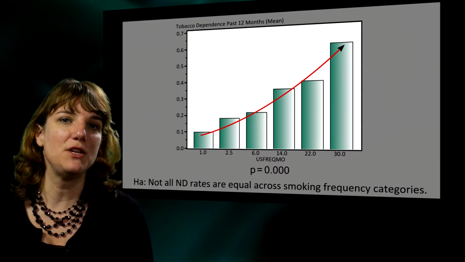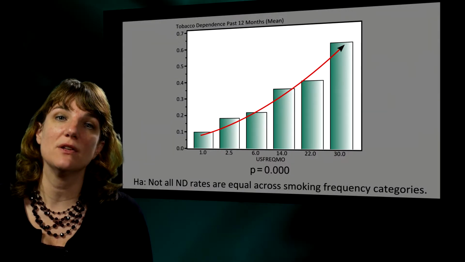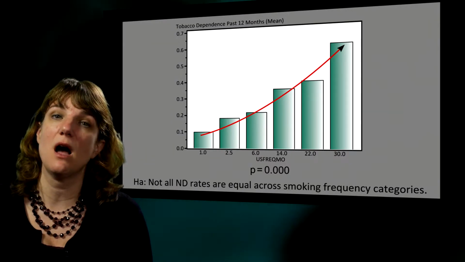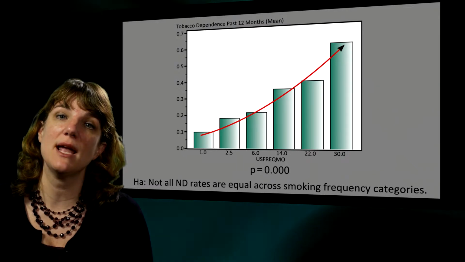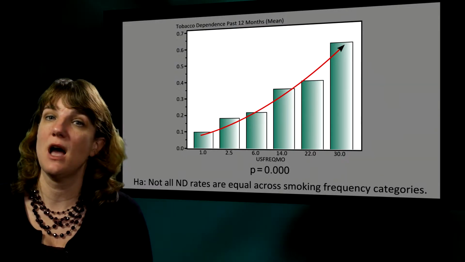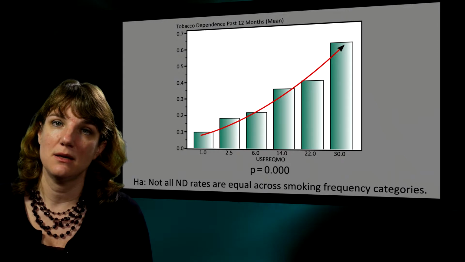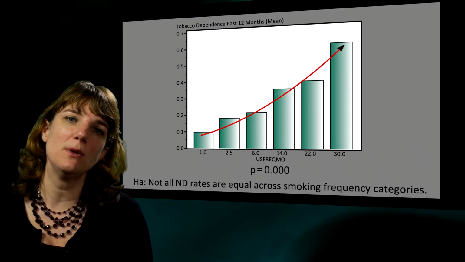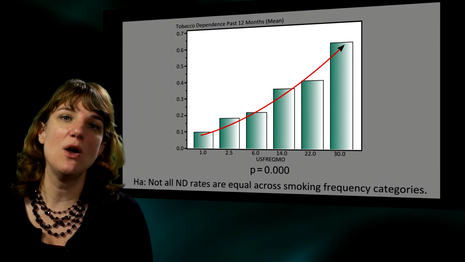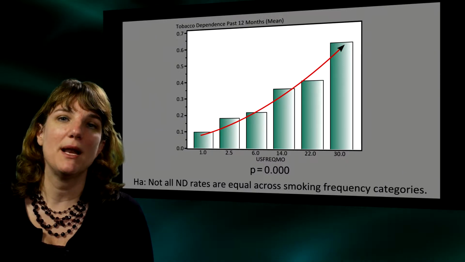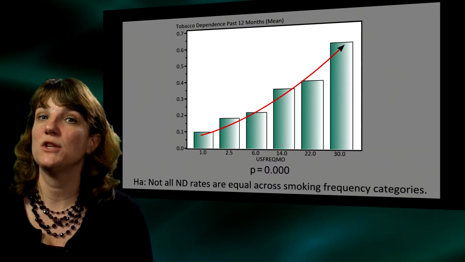If my explanatory variable had only 2 levels, I could interpret the 2 corresponding column percentages and be able to say which group had a significantly higher rate of nicotine dependence. But my explanatory variable has 6 categories. So I know that not all are equal, but I don't know which are different and which are not.